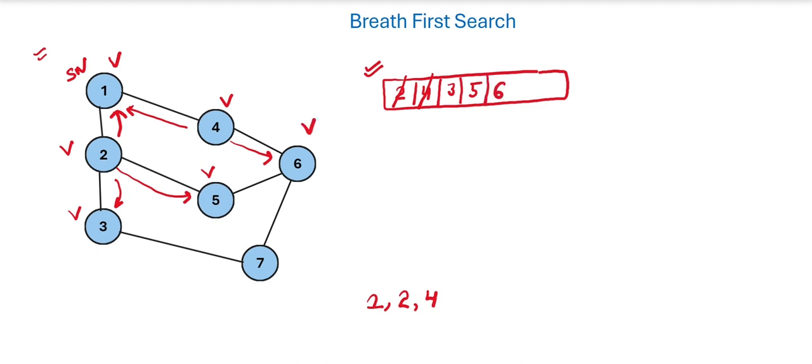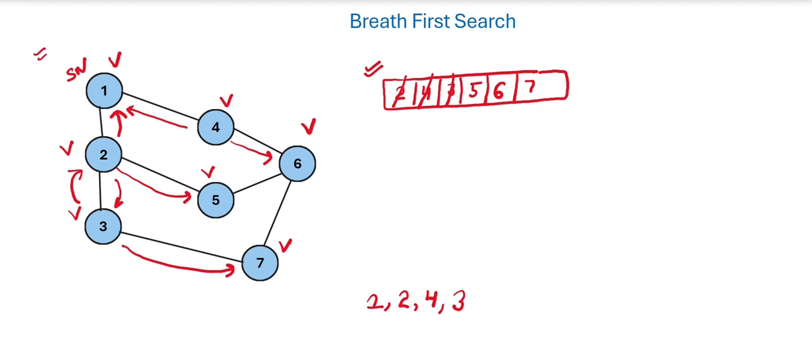Now we will pick 3 and we'll remove it from the queue and we'll add it to the sequence of traversed nodes. And from 3 we can move to 2 or 7. But 2 is already visited, so we will insert only 7 in this queue and we'll mark 7 as visited. Now we will pick 5.